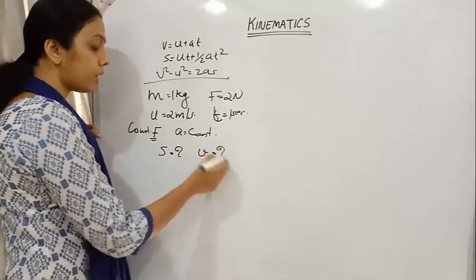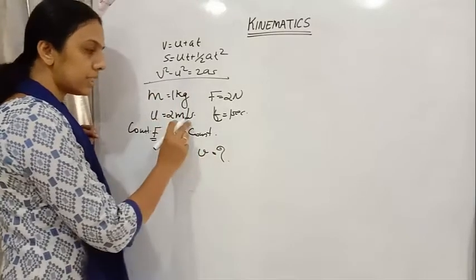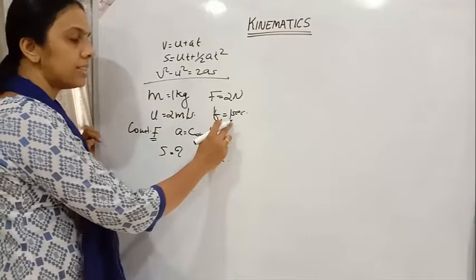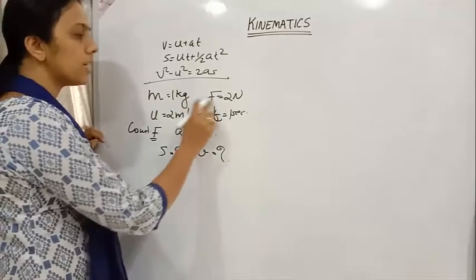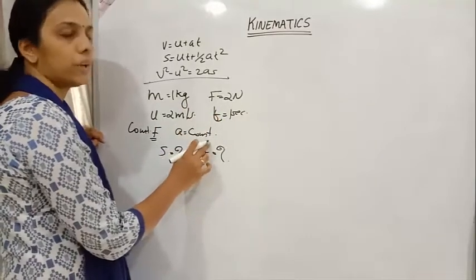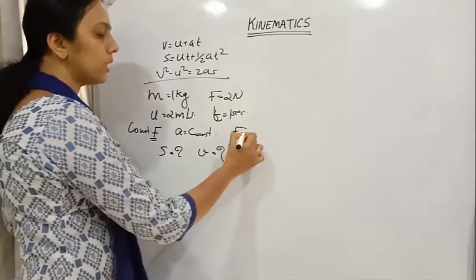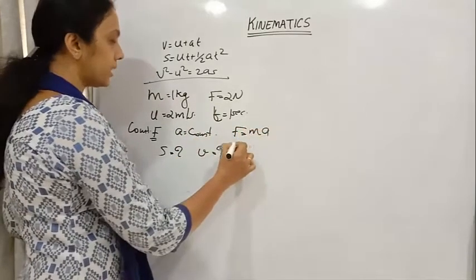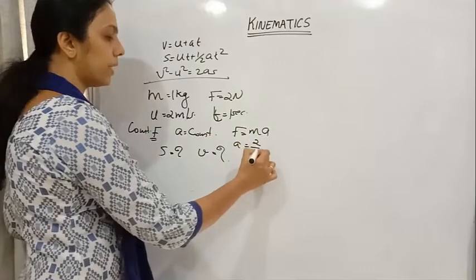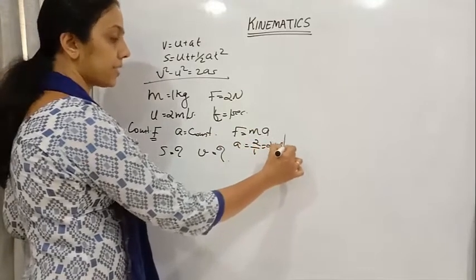How can we find the displacement and velocity? Initial velocity is given as 2 meters per second, and time is 1 second. Since it is a constant force, we can find the acceleration. F is equal to ma. Therefore, acceleration will be equal to 2 by 1, that is 2 meters per second square.